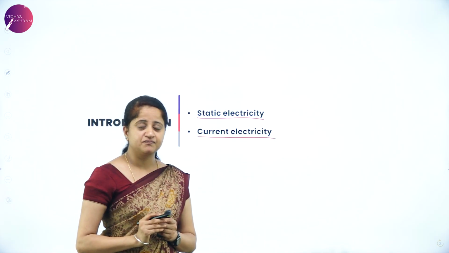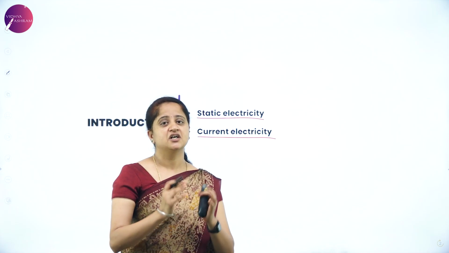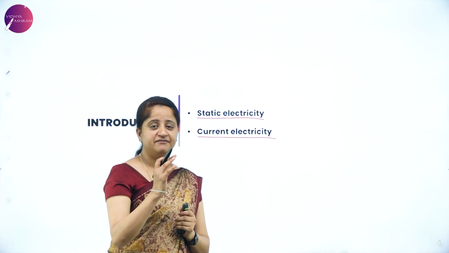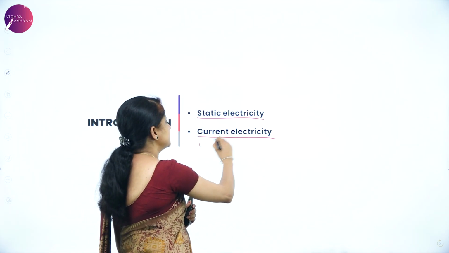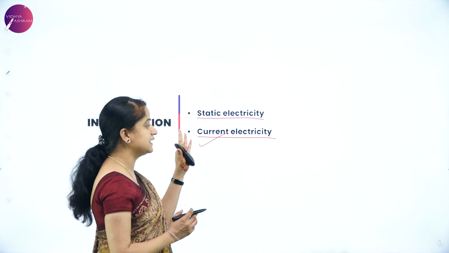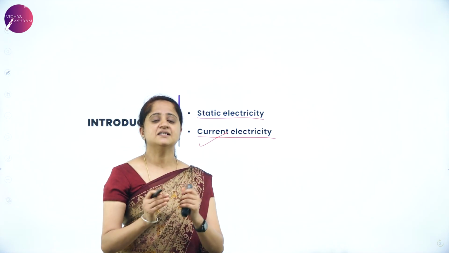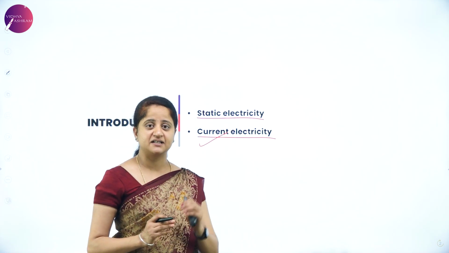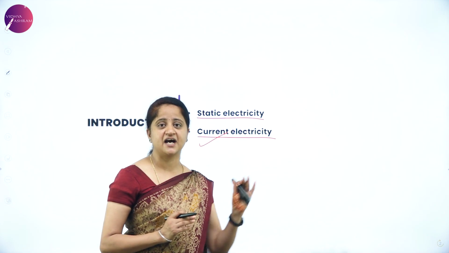So the study of charges when they are in motion constitutes electric current, and we are going to study more about these concepts in a chapter called current electricity. So this is the basic difference between the static electricity and the current electricity. So let us learn more about current electricity, which means the study of charges when they are in motion.